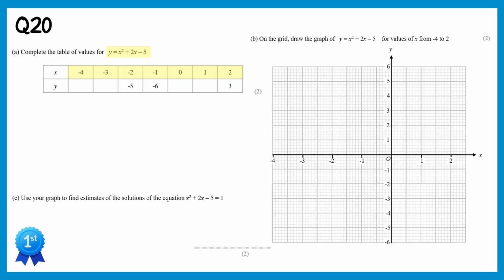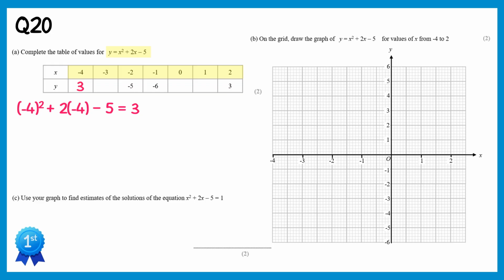So we're just going to copy out x squared plus 2x minus 5, but replace the x's with negative 4. Remembering that bracket. So instead of x squared, it's negative 4 squared. Then it's plus 2x, so it's plus 2 lots of negative 4, and then take away 5. Now since this is paper 2, you can just stick that straight into a calculator, and that'll give you the answer 3. So when x is negative 4, y is 3.